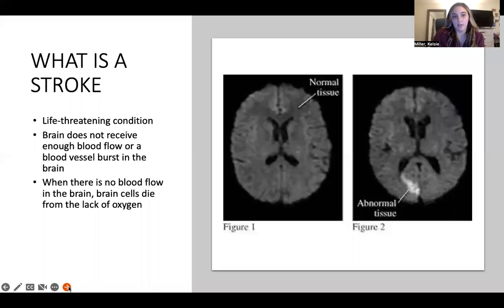To start off, what is a stroke? A stroke is a life-threatening condition that involves the brain, and it's when the brain does not receive enough blood flow or a blood vessel bursts in the brain. When there is not any blood flow in the brain, your brain cells start to die from the lack of oxygen. You can see in the photo that the normal tissue of the brain shows no abnormal flow in it. And when you're looking at a CT scan with a stroke, it shows an indication of abnormal tissue.